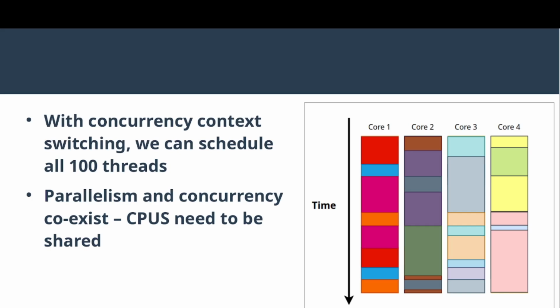On the diagram on the right, we have time as our y-axis, and on the x-axis, we have our 4 CPU cores. And you'll notice that the tasks within a single core are never running in parallel, they're only running concurrently, but across all 4 cores, we're running various threads at the same time. So this illustrates the coexistence of parallelism and concurrency in how the CPU executes tasks.